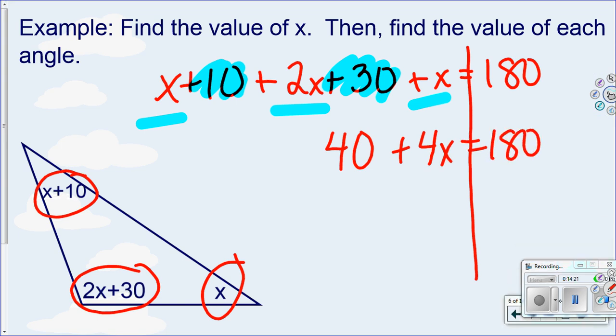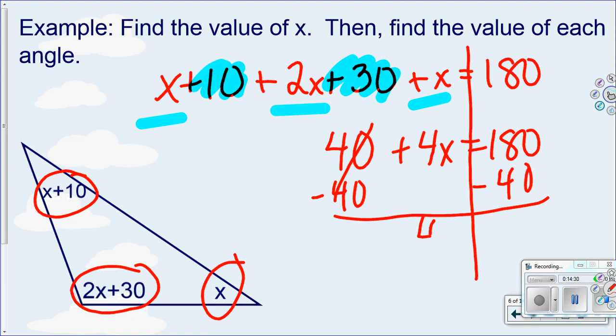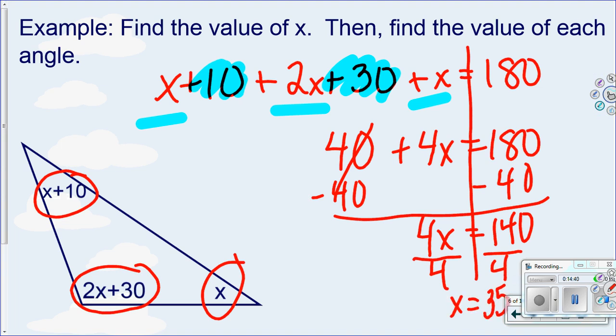Excellent job. What's next? Amreen? Subtract 40. Subtract 40 from both sides. I have 4x is equal to 140. Final step, Hazel? Divide by 4. Divide by 4, and x is equal to? 35. Am I finished this problem? No. The directions say find the value of x, which I did.